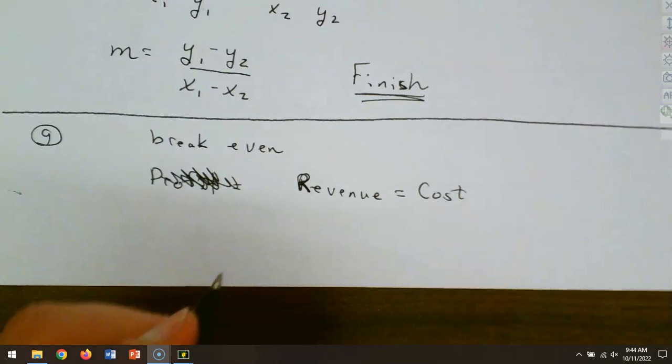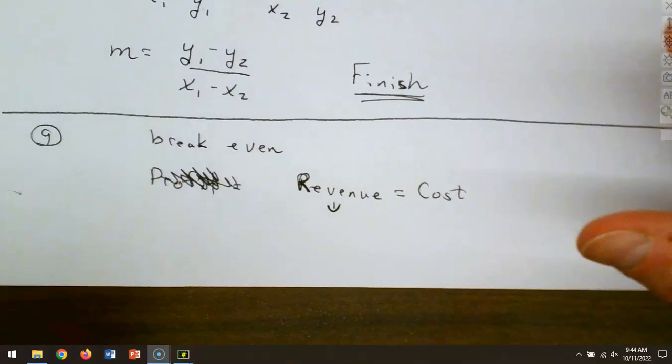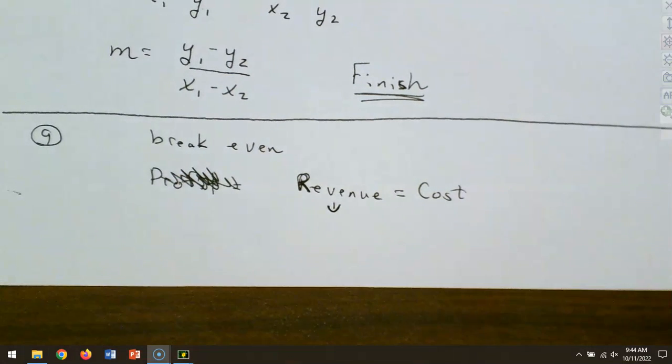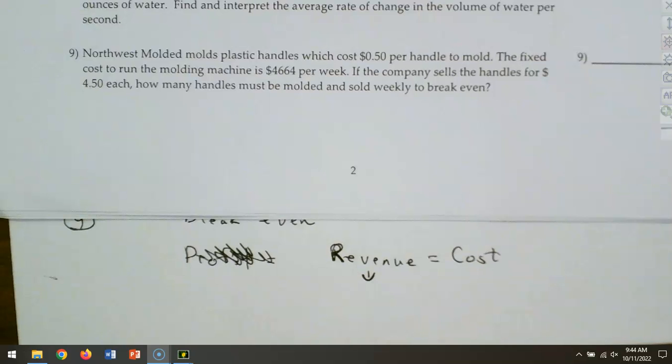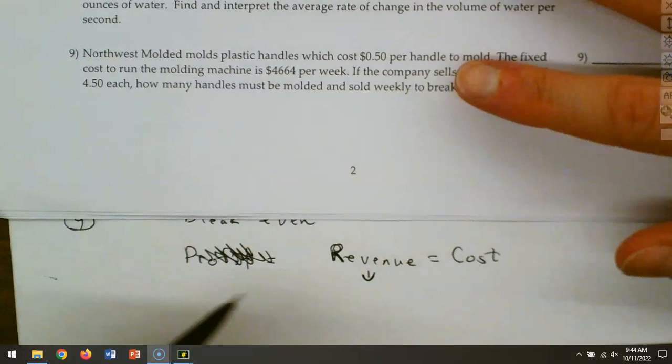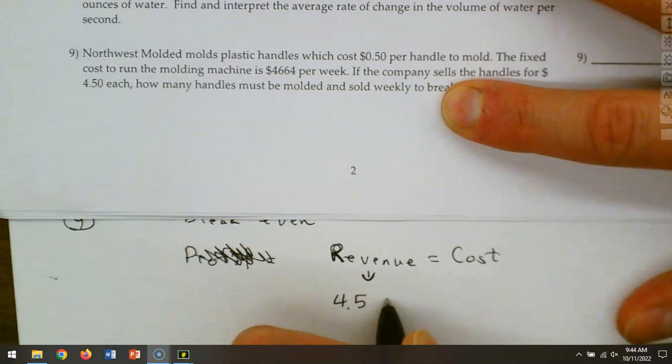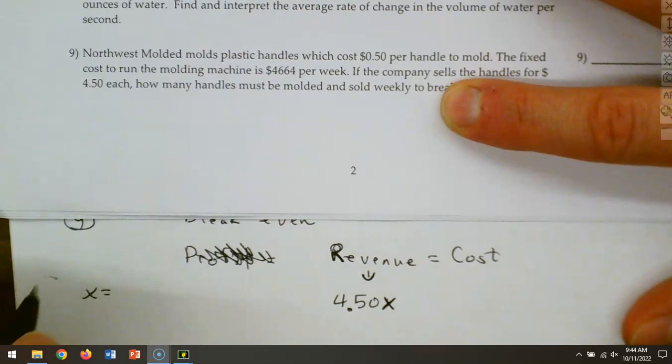Now let's talk about our equations here. Let's talk about the revenue. How much do I sell these handles for? Can someone tell me? It says in the question that I sell the handles for how much money? On question 9 here. I'll put this up so we can see it. Yep, $4.50, right? Okay, now, do I know how many handles I'm going to sell? No, that's unknown. So revenue is going to be $4.50 times X, because X is the number of handles sold.